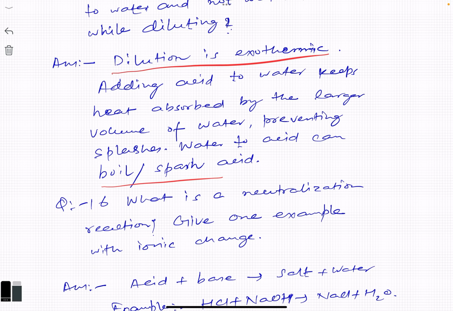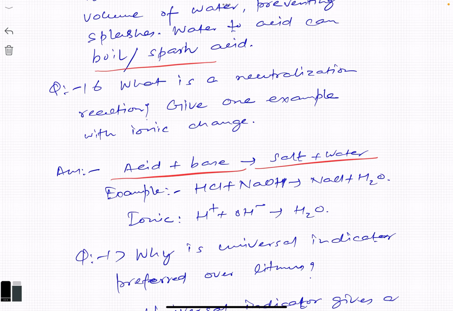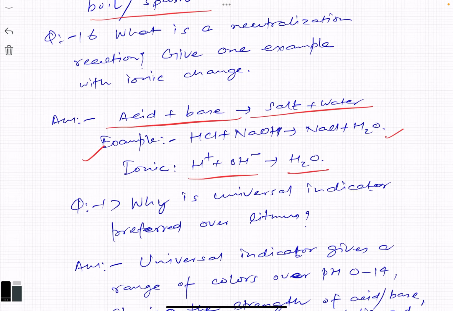Question number 16: what is a neutralization reaction? Give one example with ionic change. Acid plus base gives salt plus water, which is called a neutralization reaction. Its example is HCl plus NaOH gives NaCl plus H2O. The ionic equation is H plus and OH minus give H2O.